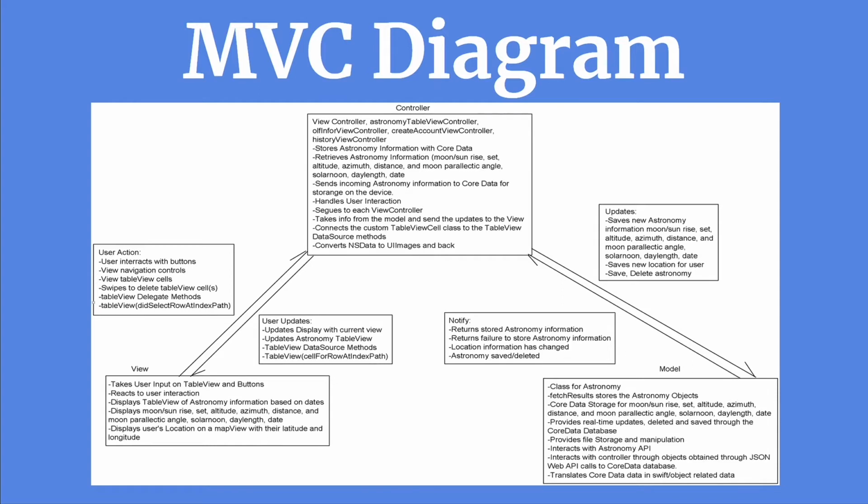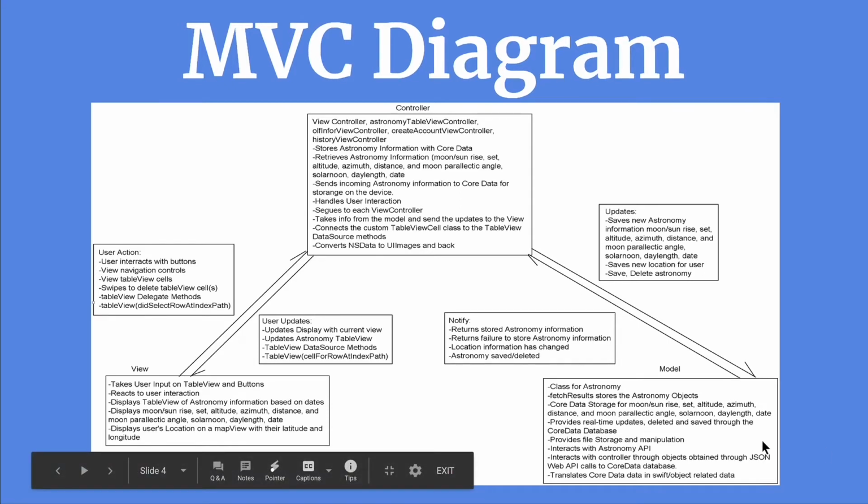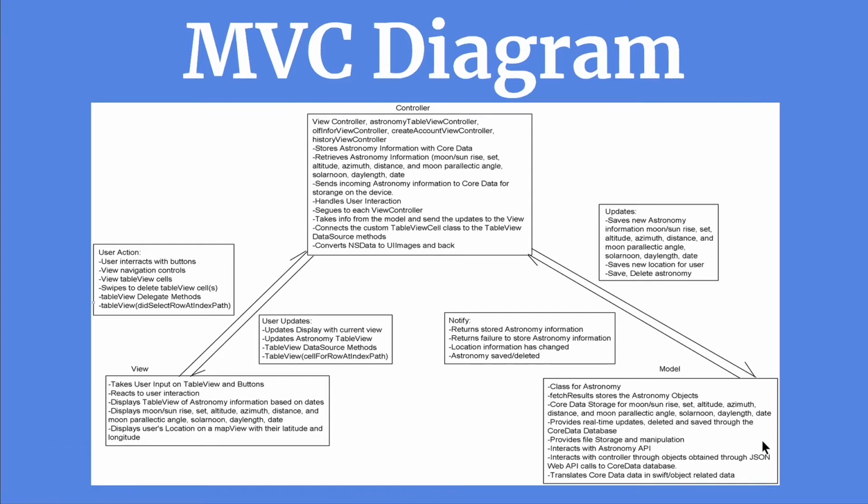and longitude. The view and controller communicate with each other through user updates from the controller to the view, which updates the display with the current view, updates the astronomy table view, as well as the table view data source methods and the table view cellForRowAt indexPath. Now, the view interacts with the controller with user actions, like user interactions with the button, the view navigation controls, the table view cells, the swipe to delete table view cell or cells, table view delegate methods, and table view didSelectRowAt.